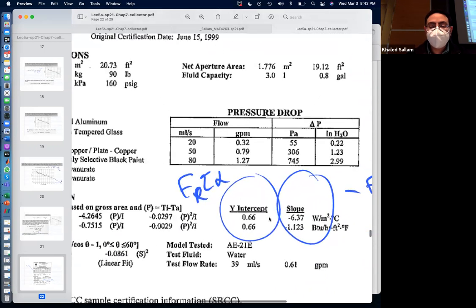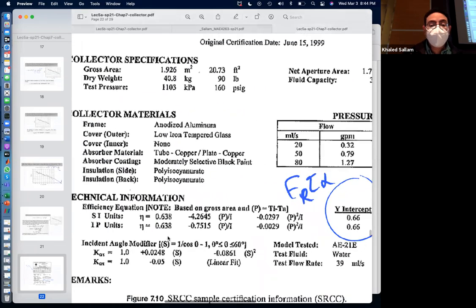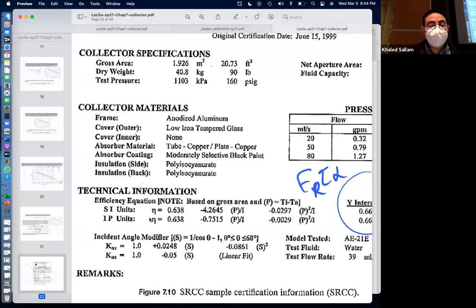See, the intercept is 0.66 and the slope is minus 6.37 watt per meter square. The slope is minus, right? Minus 6.37 watt per meter square degree C, or BTU per hour per feet square per degree Fahrenheit. So he can supply the two numbers for you, but he can also supply an equation. And the equation is 6.38 minus 4 b over I minus 0.0297 b squared over I.